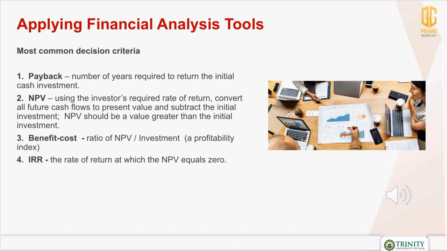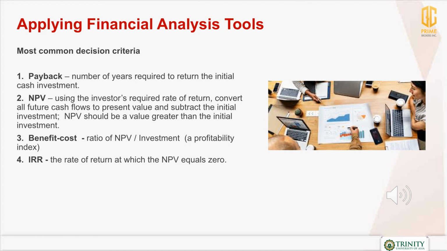Now that we know most of the tools used for financial analysis, here are the most common decision criteria used in real estate project feasibility studies. First, the payback period, which is the number of years required to return the initial cash investment. Second, the net present value. Using the investor's required rate of return, we convert all future cash flows to present value and subtract the initial investment. The net present value or NPV should be a value greater than the initial investment.